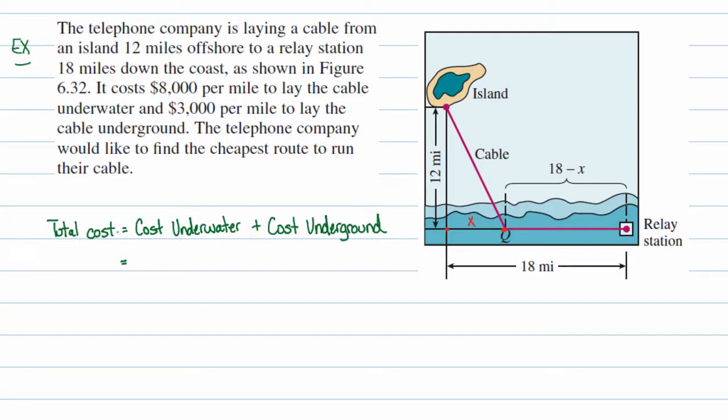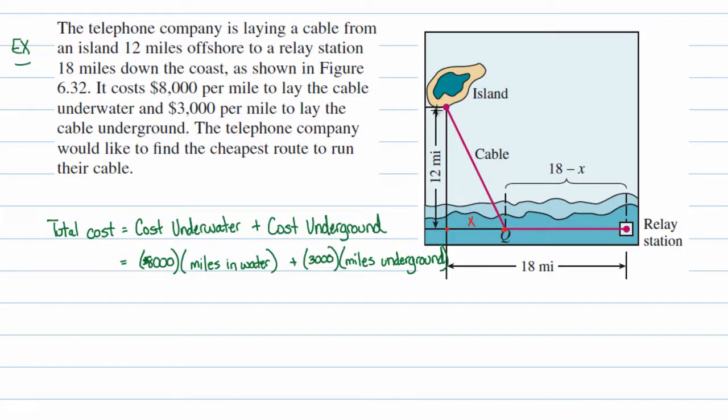What's nice about the cost for laying the cable underneath water is we know it's $8,000 a mile. $8,000 per mile, and then times the number of miles in water. Plus, well, we know the cost for laying the cable underground is $3,000. And we just are going to multiply that by the number of miles underground. See how slow I am with doing this. The reason why I do this very slowly is so that we can really get into the meat of the problem and kind of see what's happening.